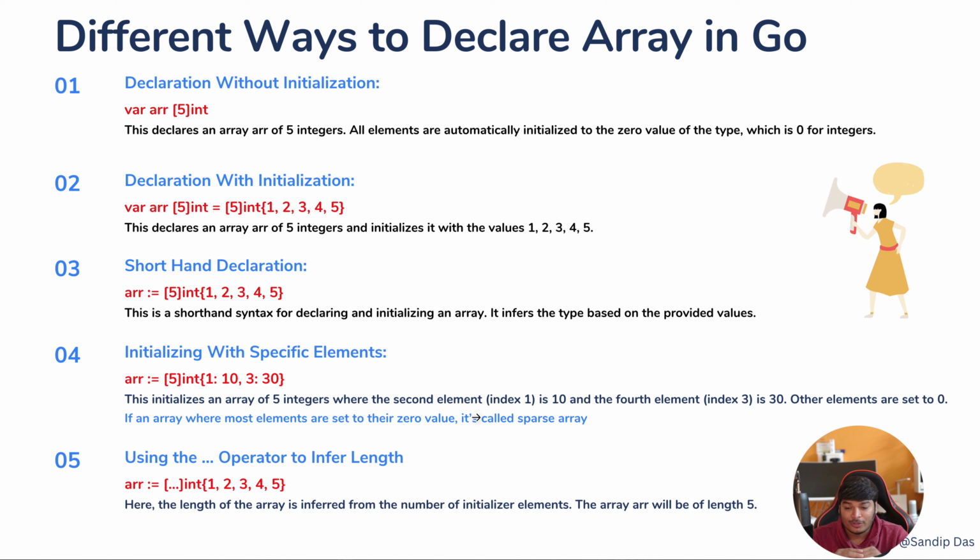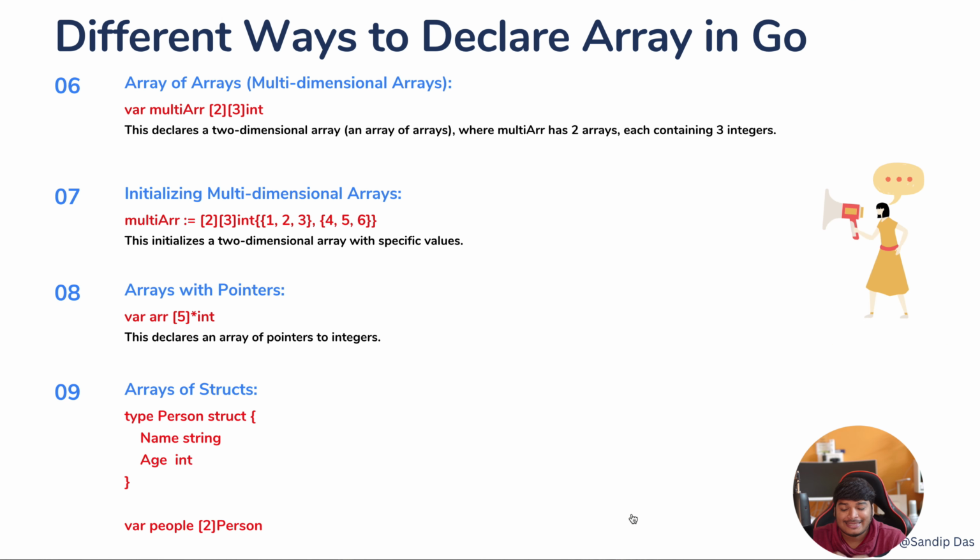Then the fifth way is using the three dot operator to infer the length. What is the example here? First say array, then shorthand :=, then you see in the square brackets we are giving three dots, which means that you don't have to give the number of elements immediately. You put in the values, then the array will automatically identify how many elements we have, and this is a fixed size while defining it. For example here the length of the array is inferred from the number of initializer elements. So we have 1 2 3 4 5, there are 5 elements, so it will automatically become a fixed size array of 5.